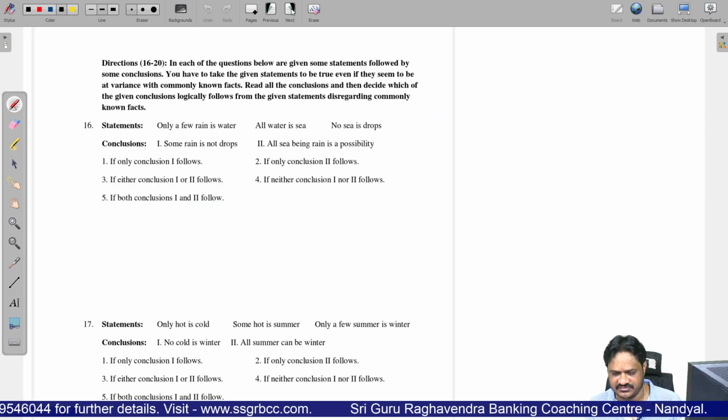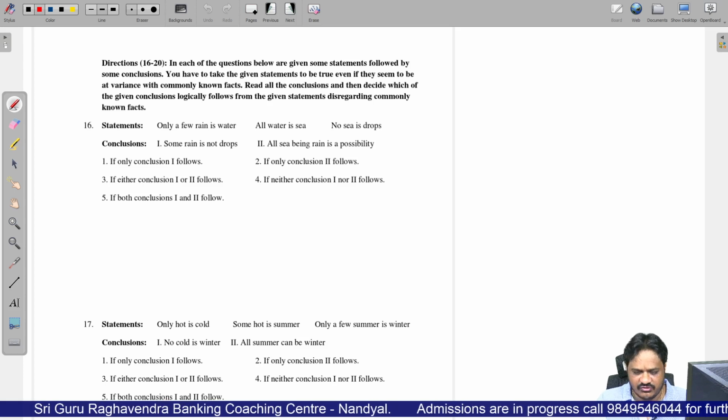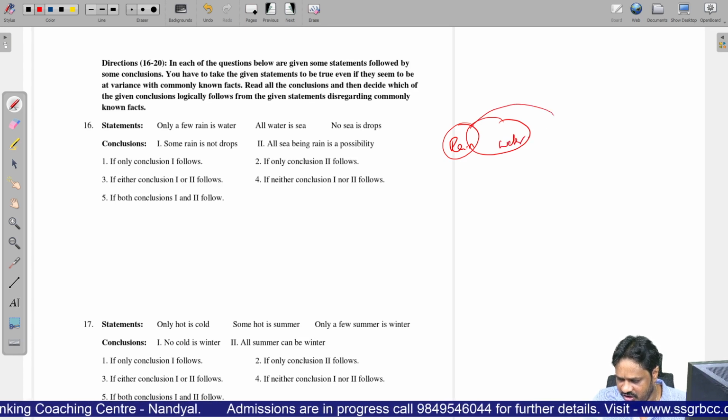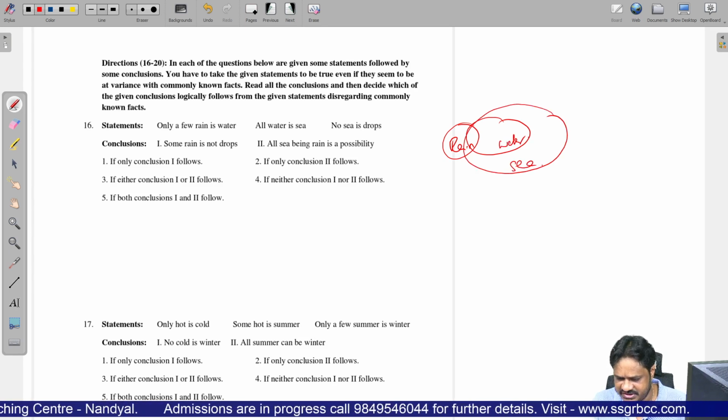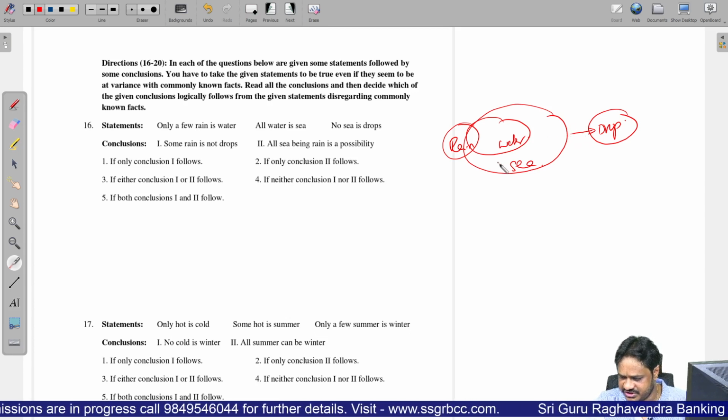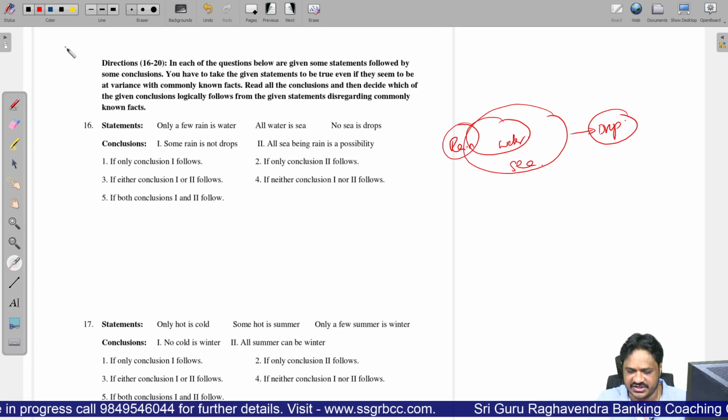The next questions are syllogisms. In each question, there are some statements followed by conclusions. You have to take the given statements to be true, then decide which conclusion logically follows. First one: only a few rain is water. All water is sea. No sea is a drop. Conclusion: some rain is not drop. Since no sea is drop, and some part of rain is inside sea, therefore, some rain is not drop definitely follows.